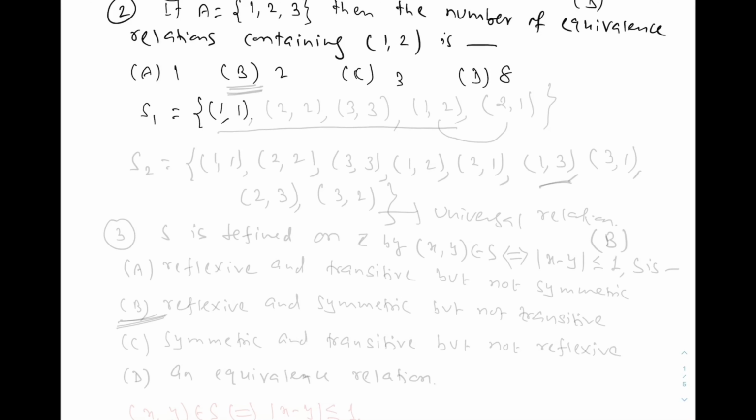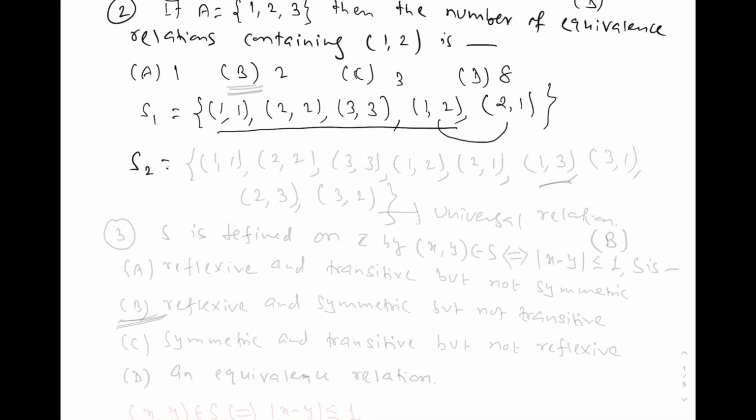It must be reflexive, so we should write (1,1), (2,2), (3,3). This is surely there. Now it must contain (1,2), so these many elements must be there. Now to make it an equivalence relation, the symmetry should also be there. So (1,2) is there, so (2,1) is also there. And if I close this set, this is an equivalence relation. So we get one equivalence relation.